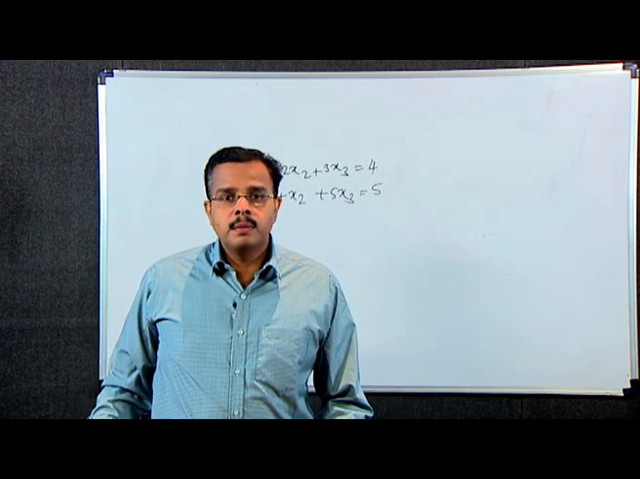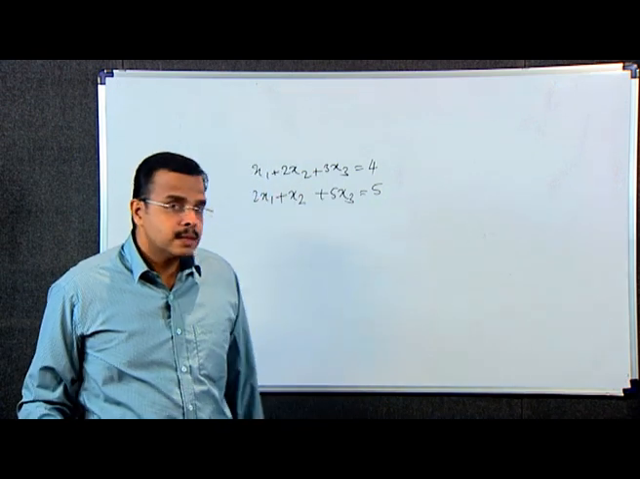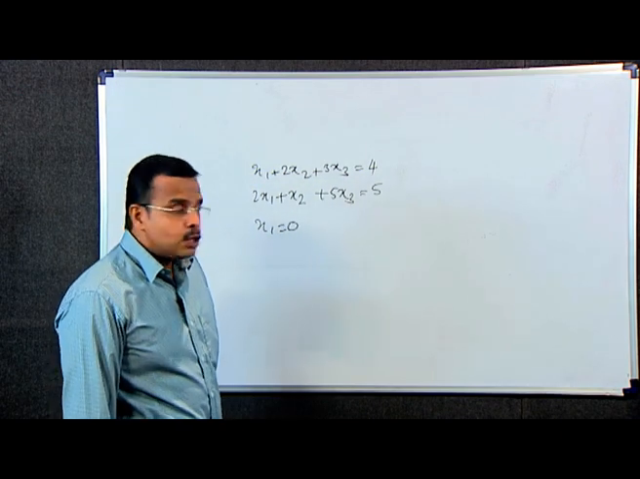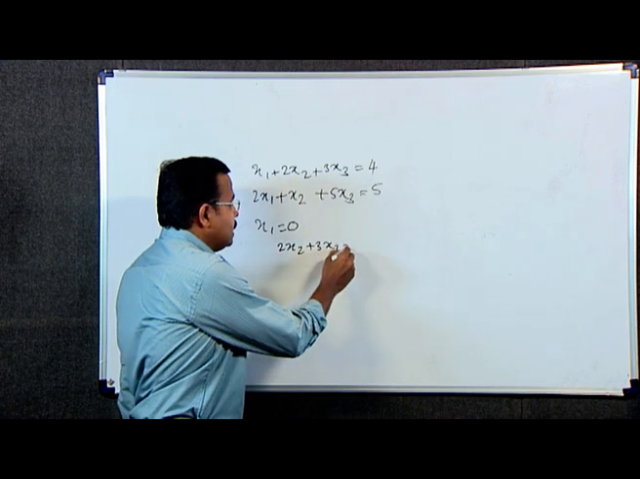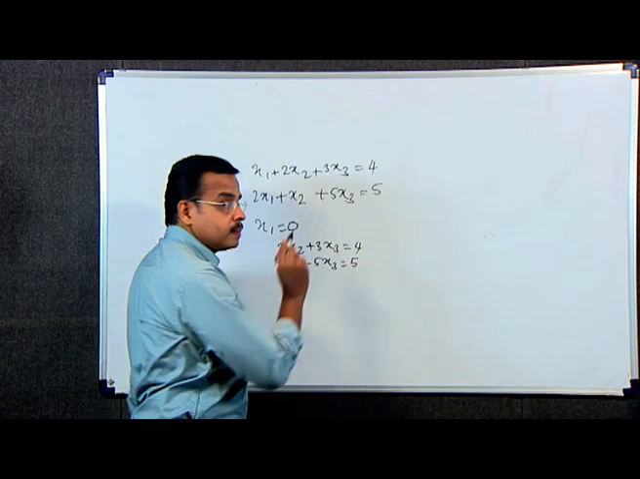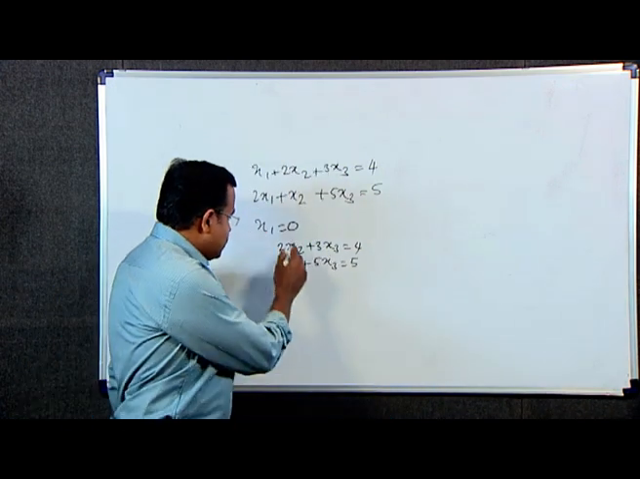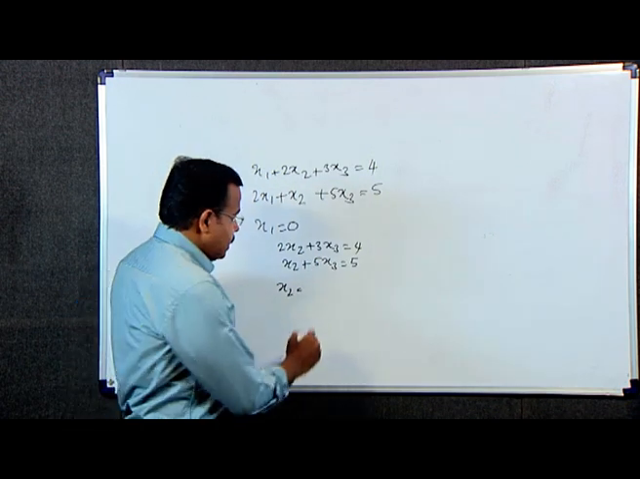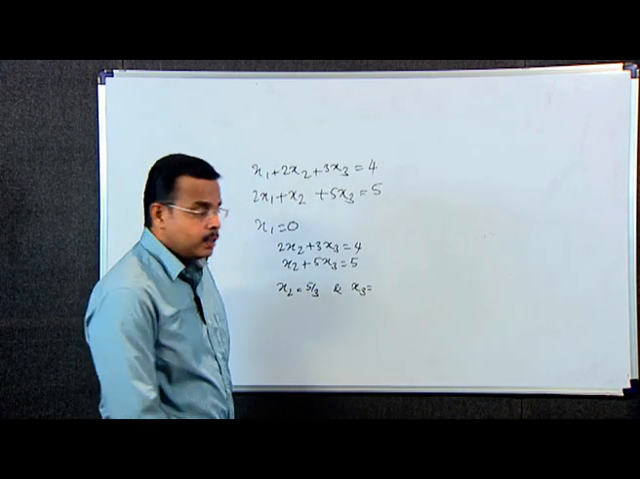Substituting one of the variables as 0, the basic solution can be obtained. For that, consider x1 equal to 0. The set of equations reduces to 2x2 plus 3x3 equal to 4, x2 plus 5x3 equal to 5. By solving these two equations, you will get x2 equal to 5 by 3 and x3 equal to 2 by 3.